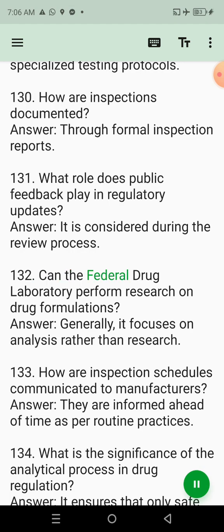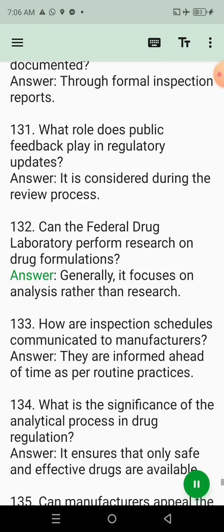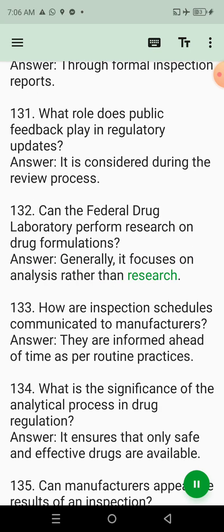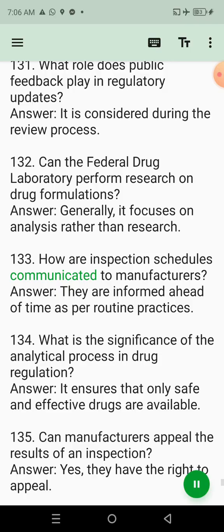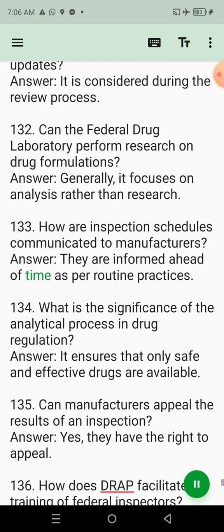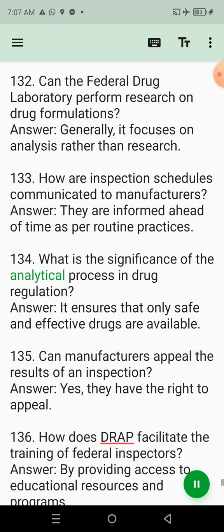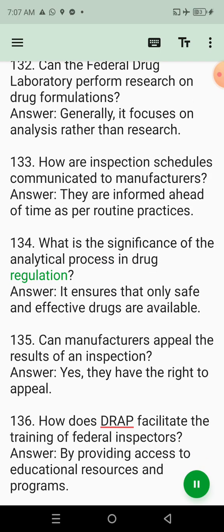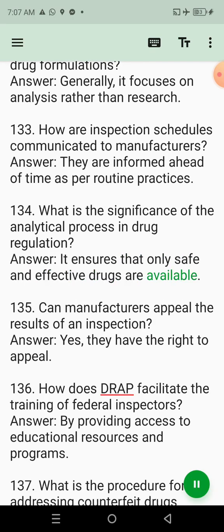132. Can the Federal Drug Laboratory perform research on drug formulations? Answer: generally, it focuses on analysis rather than research. 133. How are inspection schedules communicated to manufacturers? Answer: they are informed ahead of time as per routine practices. 134. What is the significance of the analytical process in drug regulation? Answer: it ensures that only safe and effective drugs are available.